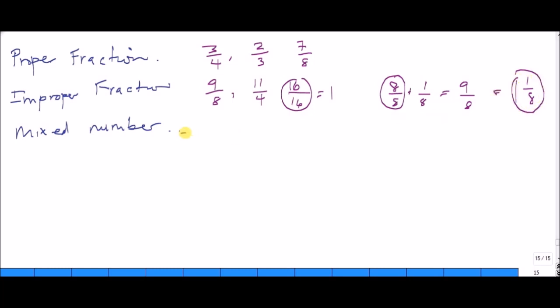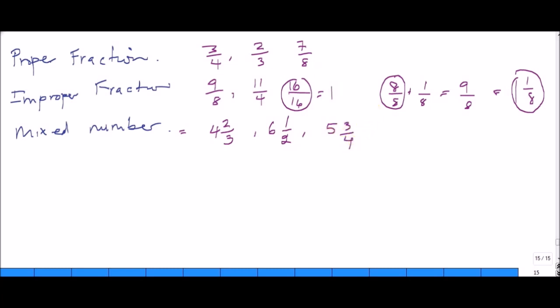Alright, let's find out what a mixed number is. A mixed number consists of a whole number and a fraction. It is greater than 1. So this is what we were saying right here. We have the whole number 1 and we have the fraction 1/8. Okay? So they have given us examples here: 4 and 2/3, 6 and 1/2, and 5 and 3/4.